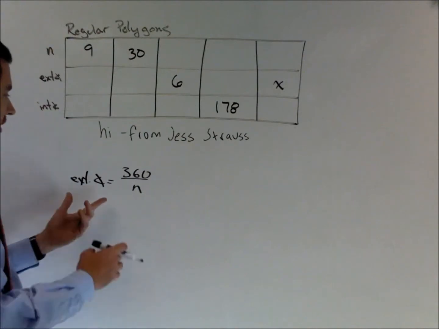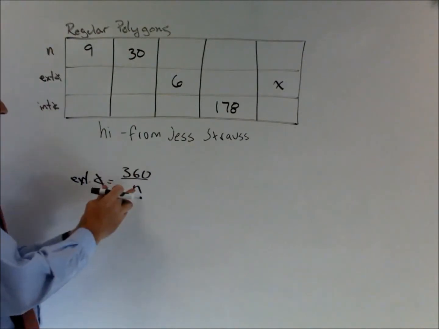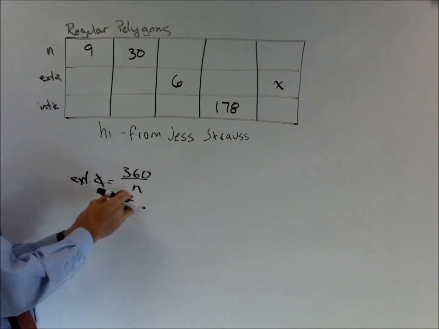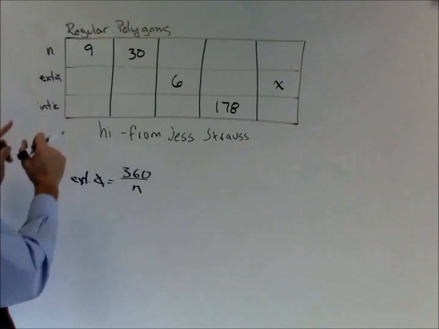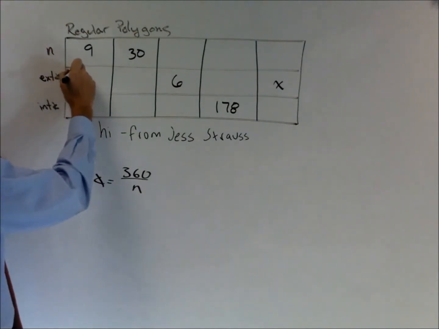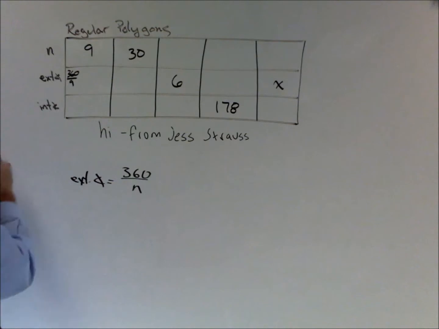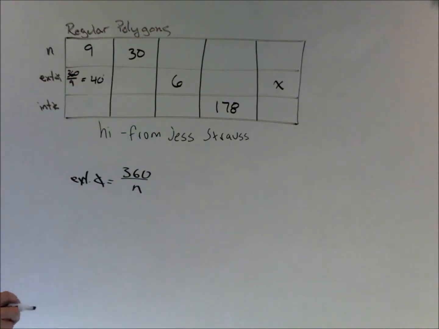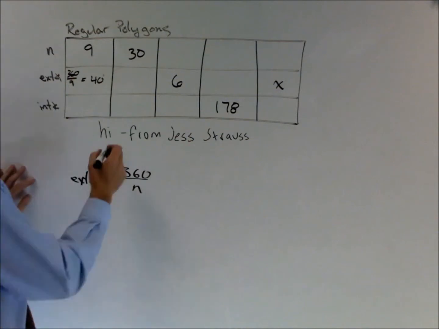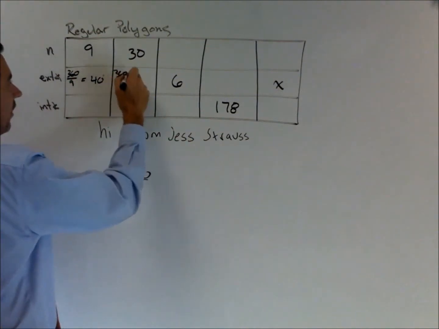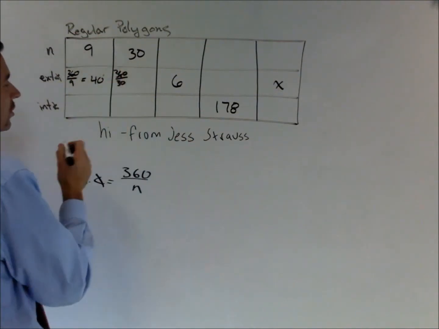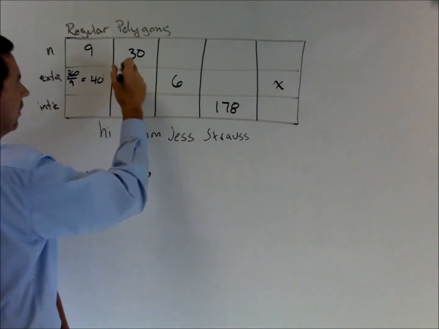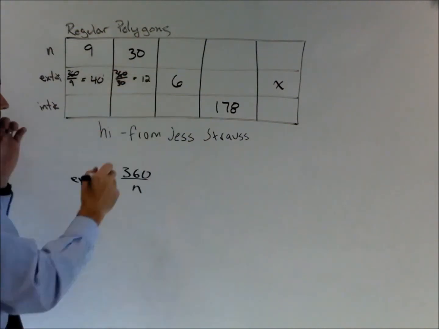So it's real easy to find the exterior angle if I know the number of sides, right? It's just 360 divided by n. So for instance, this case would be 360 divided by 9. How many times does 9 go into 360? 40 times. So the exterior angle is 40 degrees. This one, the exterior angle is going to be 360 divided by 30. How many times does 30 go into 360? 12 times. So that's 12 degrees.